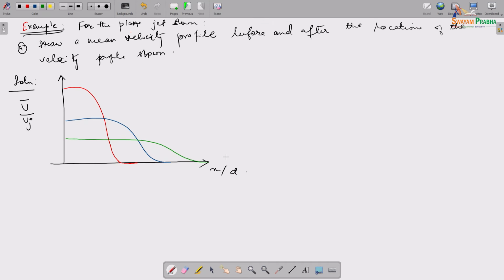Right. So, these are essentially mean velocity profiles against x by d, and this one was for x by d equal to 30, this is x by d equal to 60 and x by d equal to 100, right.